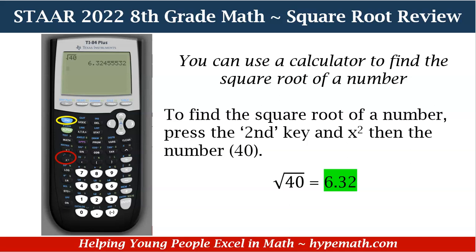So if we're looking for the square root of 40, again, the second key and x squared will engage the square root. Then you type in 40, and if you notice, the square root of 40 is equal to 6.32. And this is a great example of what I was talking about. There's not always a perfect square root, okay? So this is how you find a square root on your calculator.